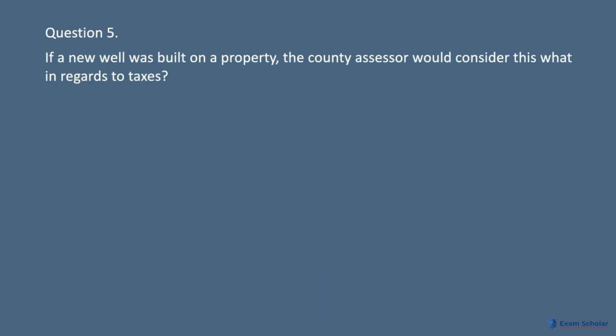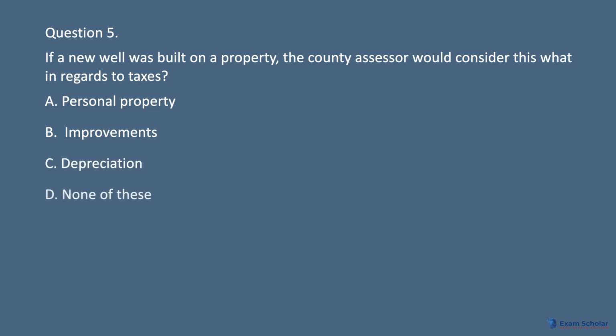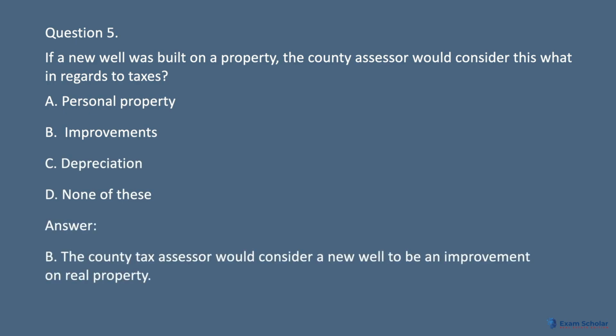Question 5. If a new well was built on a property, the county assessor would consider this what in regards to taxes? A. Personal property. B. Improvements. C. Depreciation. D. None of these. Answer. B. The county tax assessor would consider a new well to be an improvement on real property.